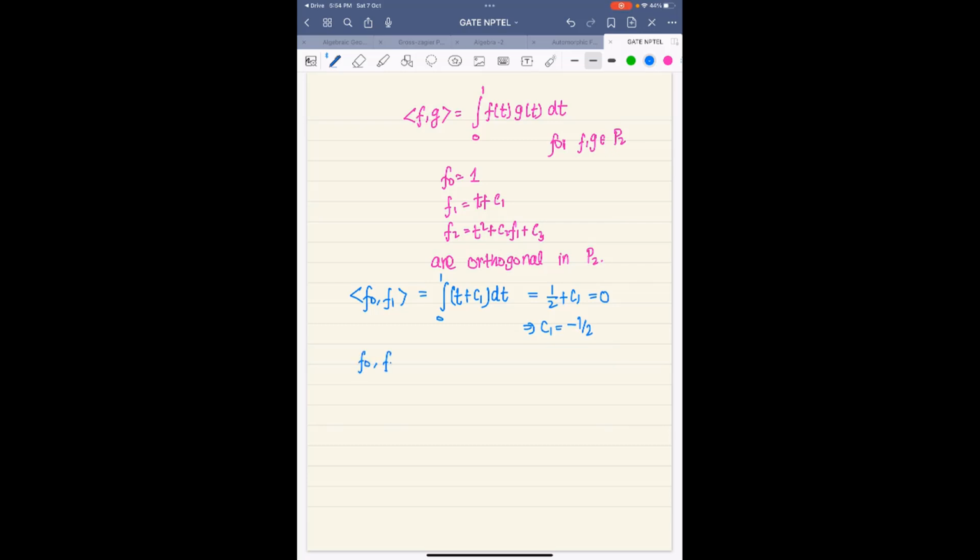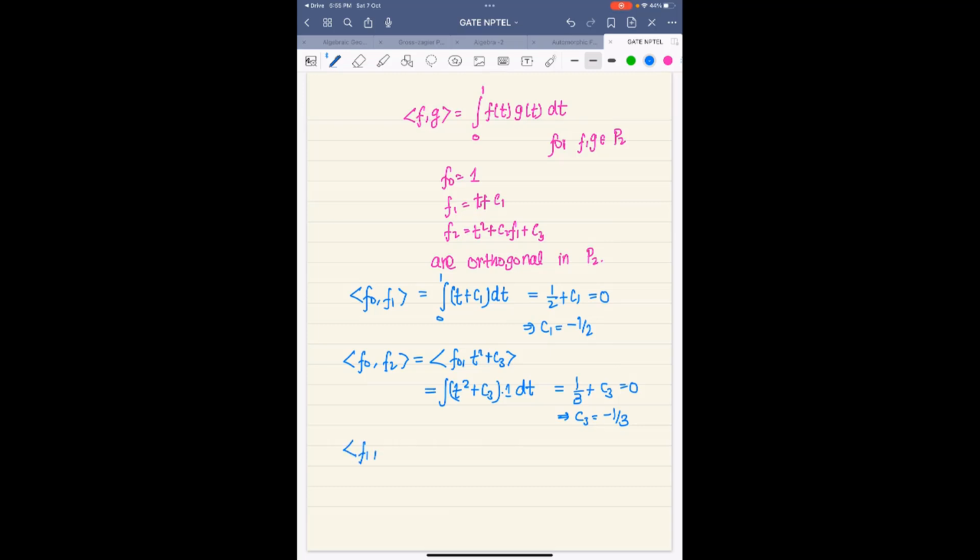Now let's consider f0 with f2. Because we know that f0 and f1 are orthogonal, we can write this as the integral of t square plus c3 times 1 dt, which is equal to 1 by 3 plus c3. So this is equal to 0, and c3 is equal to minus 1 by 3.